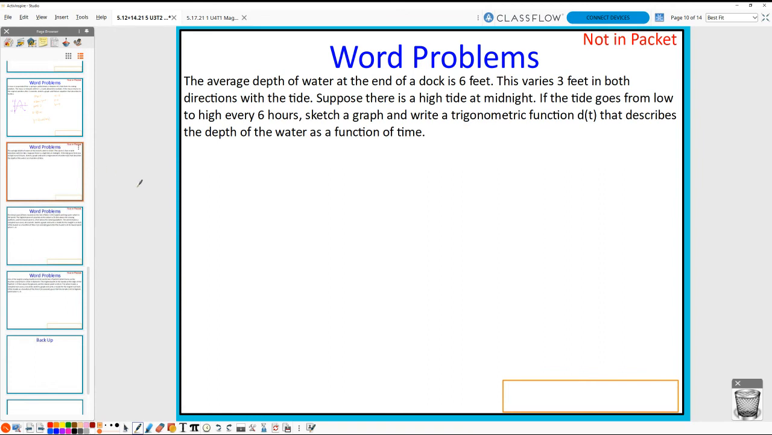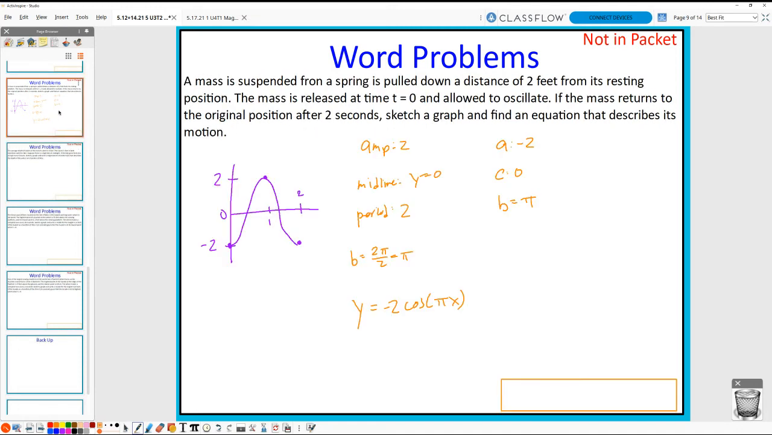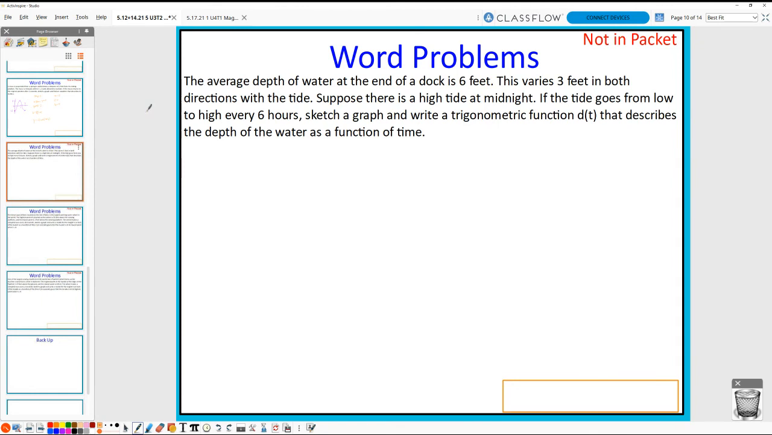Again, we're looking at another water type problem. It tells me the average depth is 6 feet. The average is going to tell me where the midline is, and you can also see it, right? The midline is always the average of the max and the minimum, which we've talked about in the previous video as well. This varies 3 feet in both directions.